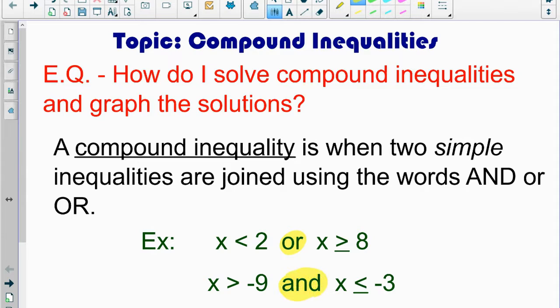If you think about compound sentences in your language arts class, that's where you have two standalone sentences that are combined with the words "either" and "or" in between. So compound is when you join two things together. In this case, we're joining two inequalities together to become one compound inequality. Our essential question is, how do I solve compound inequalities and also graph the solutions? It's going to look just a little bit different than what we did in our first lesson.